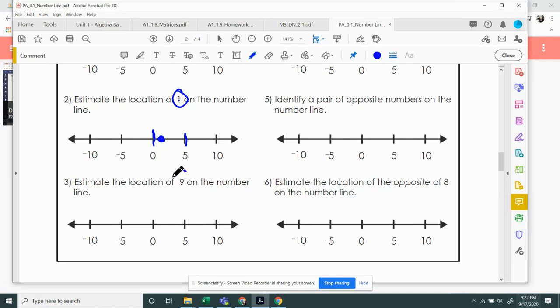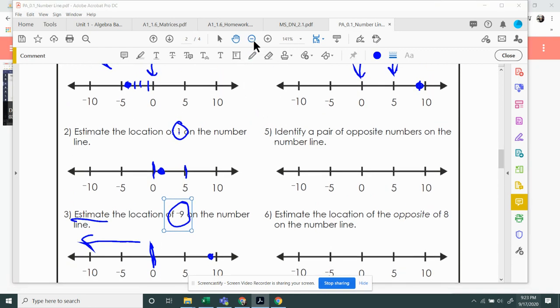Okay, here we are asked to locate -9 on the number line. So here's our 0. Our negative numbers are to the left. Our positive numbers are to the right. 5, 6, 7, 8, 9 would be right about there. They did say estimate. Okay, let's finish.